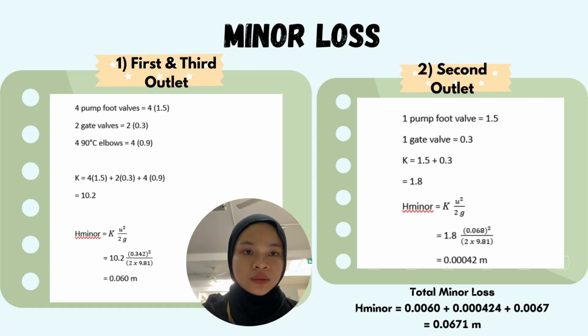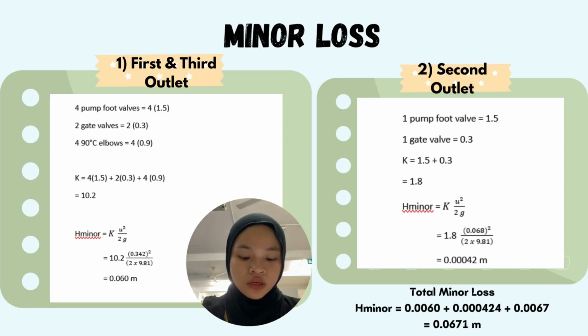So we need to find the values for K first. K equals 4 multiplied by 1.5 plus 2 multiplied by 0.3 plus 4 multiplied by 0.9, and then we will get the value of 10.2. The 10.2 is going to be inserted into the H minor formula. Then 10.2 we multiply by 0.342 squared over 2 multiplied by 9.81, and then we will get the value 0.060 m.